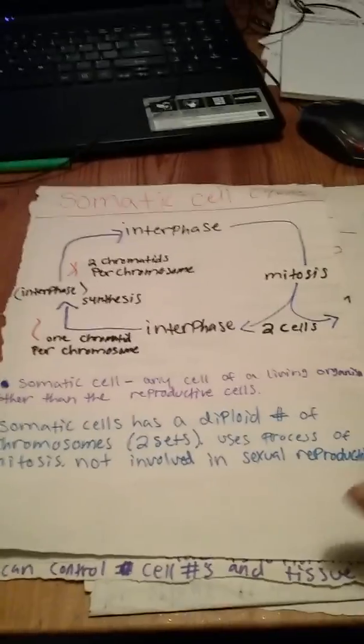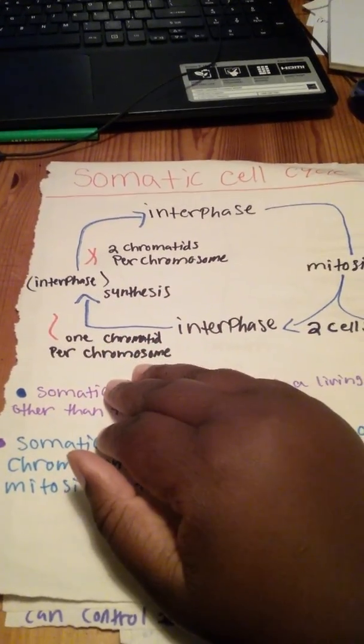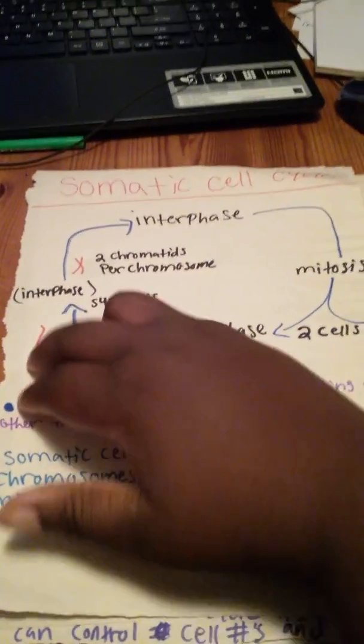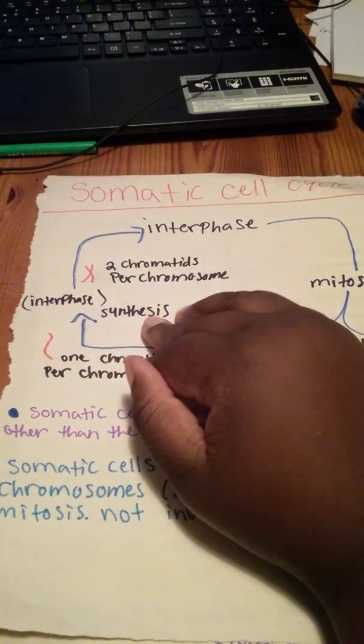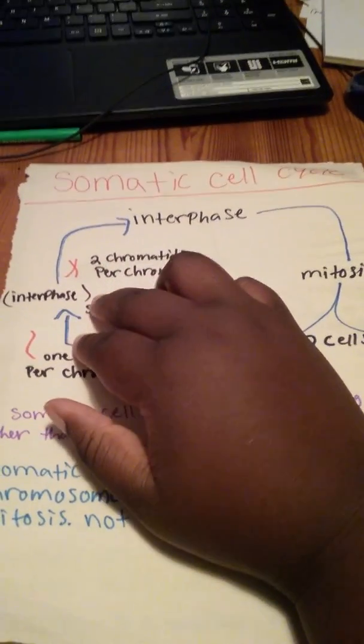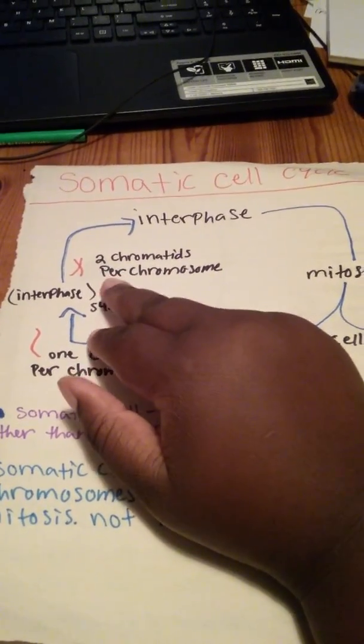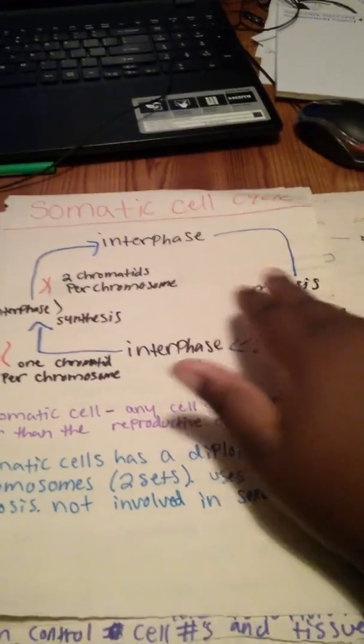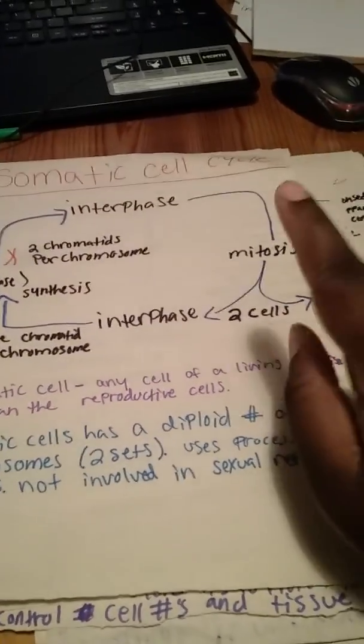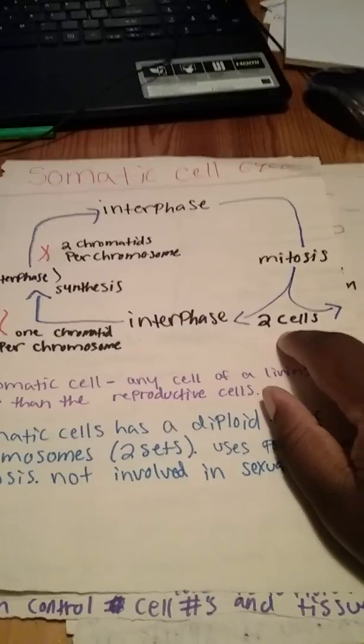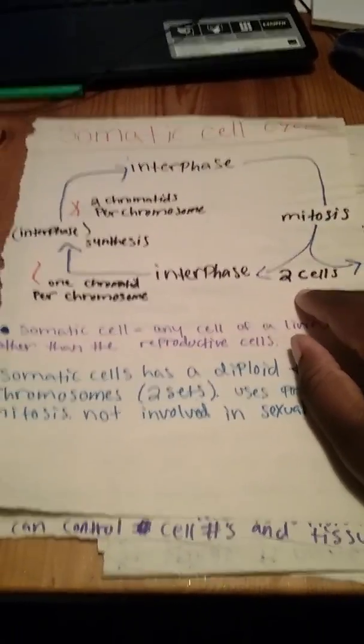So, the somatic cell cycle. This is what a somatic cell cycle looks like. How it starts off is interphase, with 1 chromatid per chromosome, and this is a chromatid. Then it goes on to interphase and then synthesis. Then it produces 2 chromatids per chromosome. Then it goes on to interphase again. Then it goes into mitosis. And then mitosis produces 2 cells.